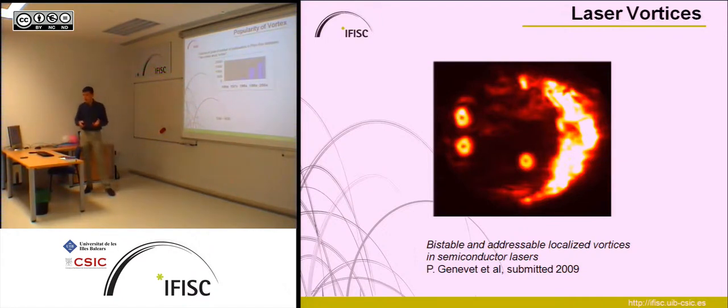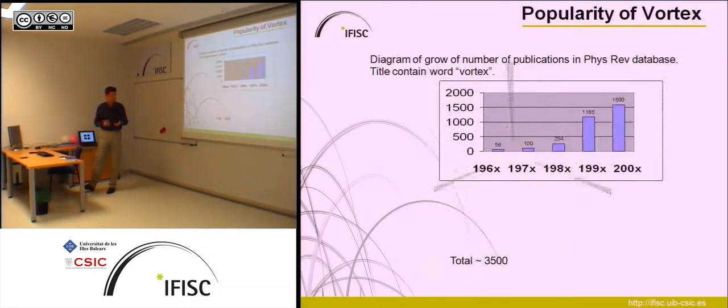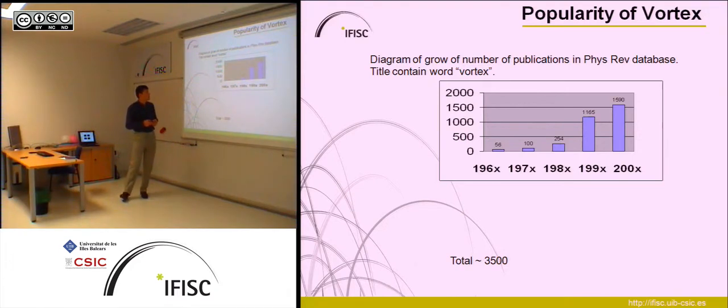Not surprisingly, this object is very interesting. This is spiral solutions, and many researchers are interested in studying this phenomenon. And therefore, there is a permanent growth of interest in this topic. For example, this diagram represents the number of publications devoted to this topic in the Physical Review database. For example, in the 60s it was only 56 works, in the 80s it was 250, and during the last 10 years it was 1,500 works devoted to vortices in the Physical Review database.